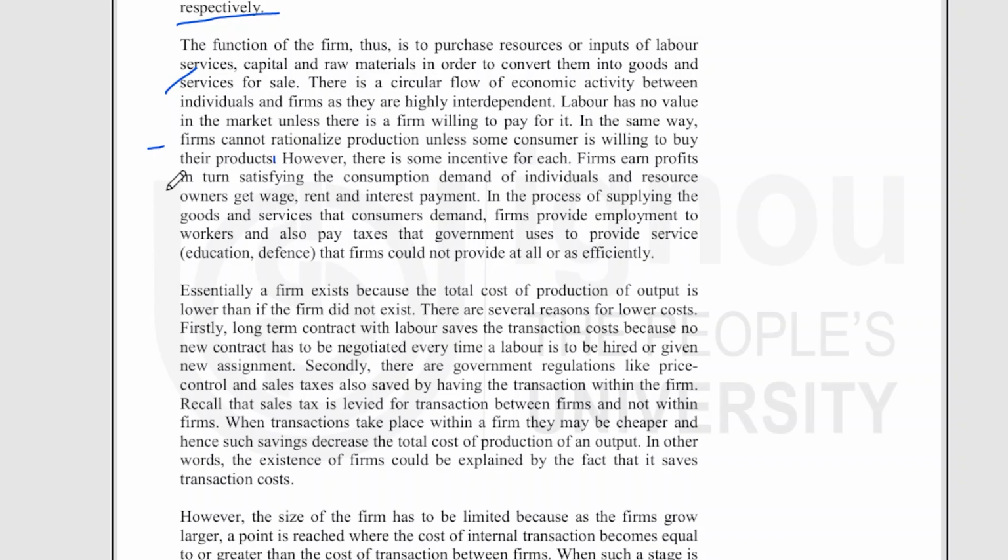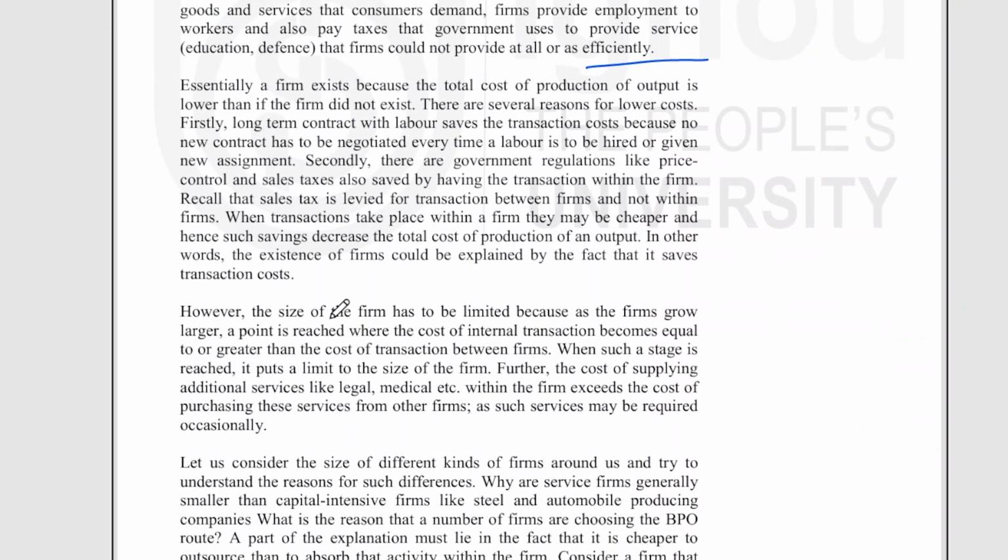However, there are incentives for each. Firms earn profit, in turn satisfying the consumption demand of individuals, and resource owners get wage, rent, and interest payments. In the process of supplying the goods and services that consumers demand, firms provide employment to workers and also pay taxes that the government uses to provide services like education and defense that firms could not provide at all or not efficiently.